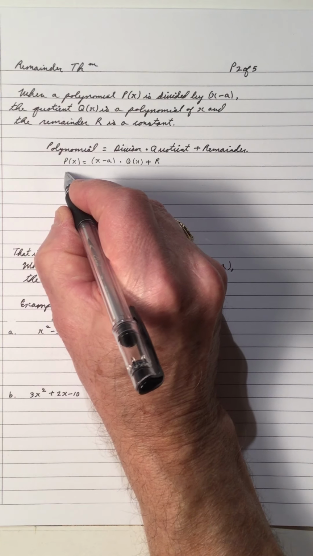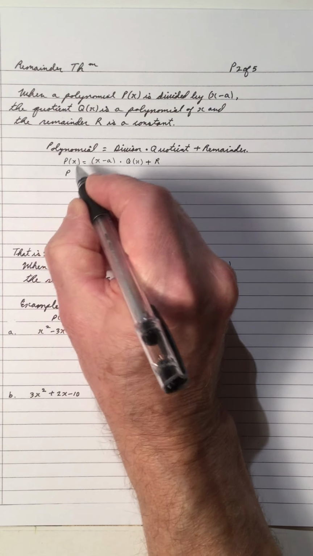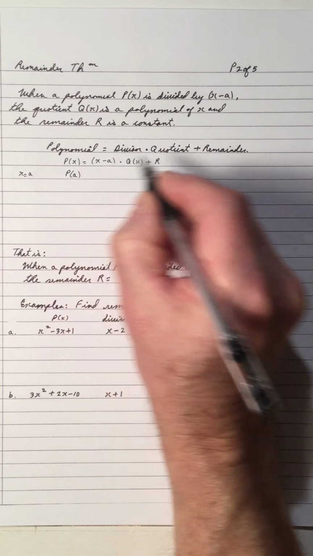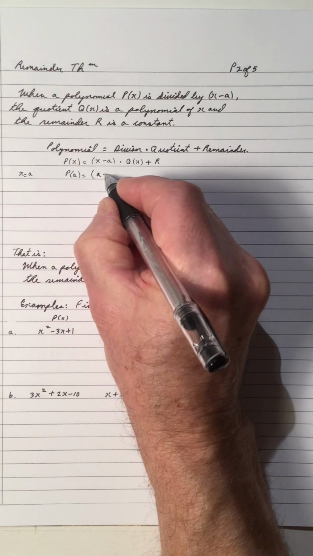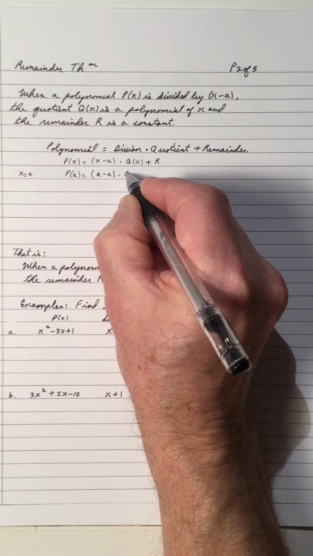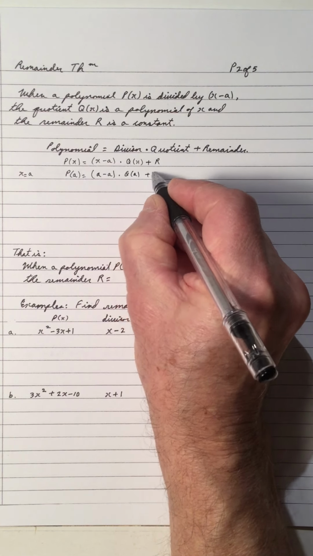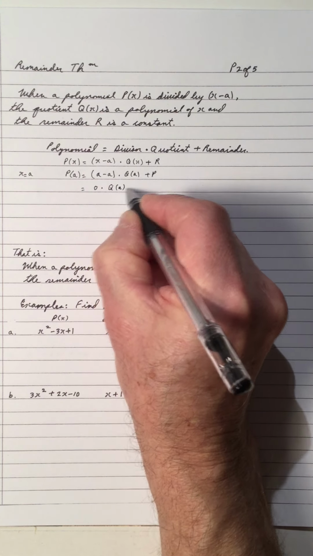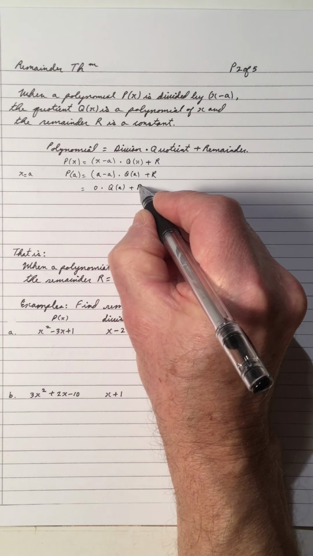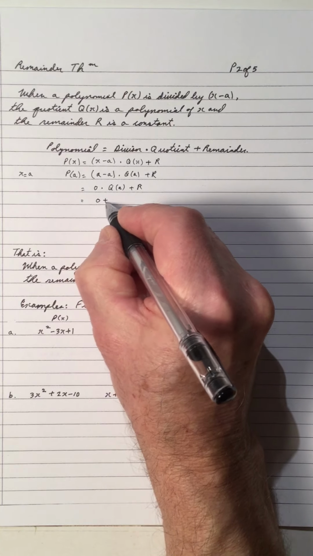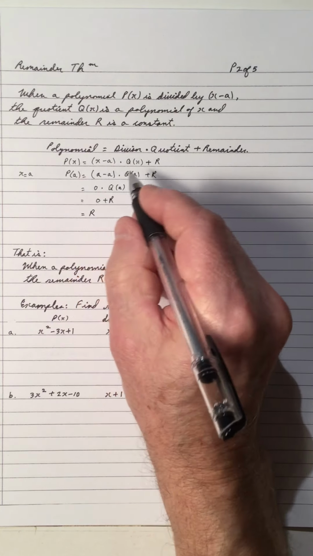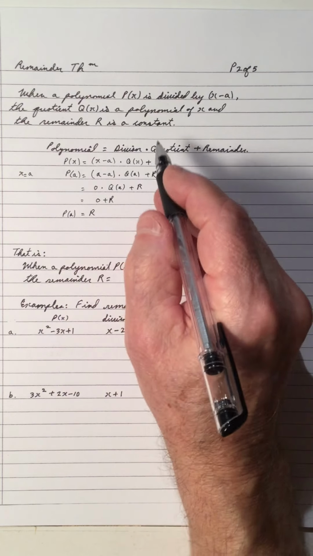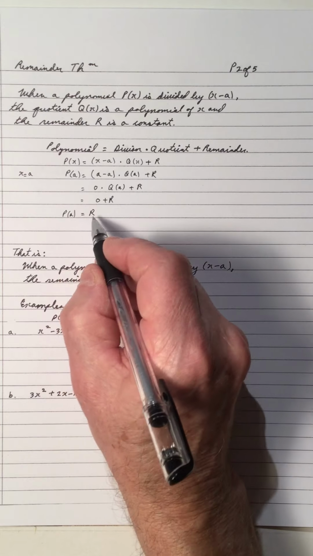So what happens is if you do p of a, notice that x is equal to a, so a goes into the place of x. So you get q of a plus r. So that's 0 times the q of a, which is the quotient here. So 0 times q of a is 0, plus r. So we have that p of a is equal to r, the remainder. So when you take a polynomial and sub a value in for x, you are getting the remainder.